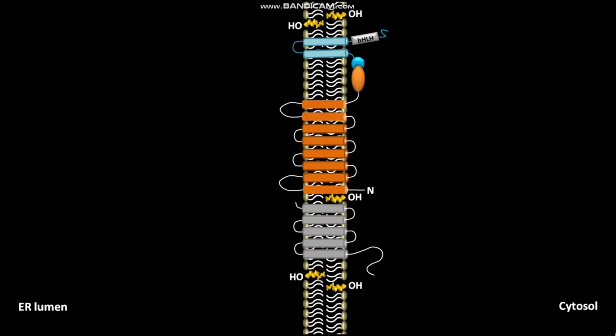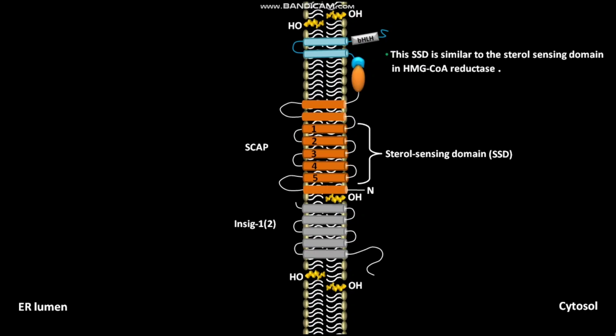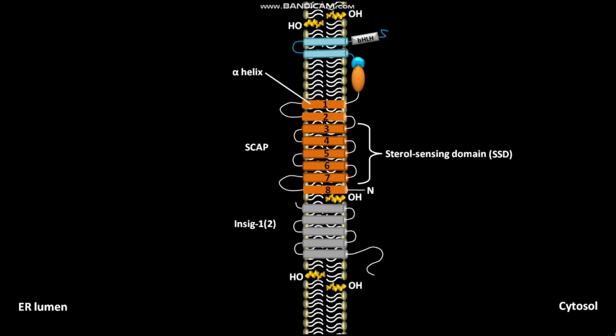The cellular pool of cholesterol is monitored by the combined action of INSIG-1 or its close homologue INSIG-2 and SCAP. SCAP has a sterol sensing domain, or SSD, made up of 5 transmembrane alpha helices. This SSD is similar to the sterol sensing domain in HMG-CoA reductase. SCAP has 8 transmembrane alpha helices and a large C-terminal cytosolic domain.